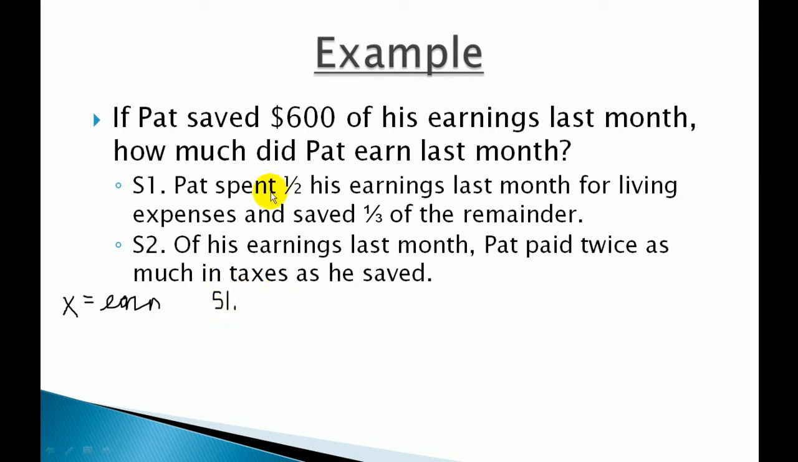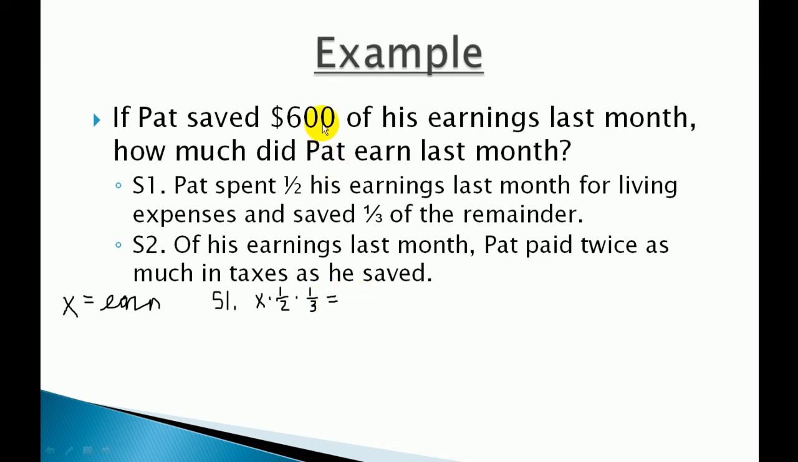Statement 1 says, Pat spent 1/2 his earnings last month for living expenses and saved 1/3 of the remainder. So writing that algebraically, we're beginning with Pat's earnings, and he spent 1/2 of that. We're going to represent that by X times 1/2. Now in turn, of that quantity, he saved 1/3 of the remainder. So multiplying that quantity by 1/3 is going to give us the amount that Pat saved last month.